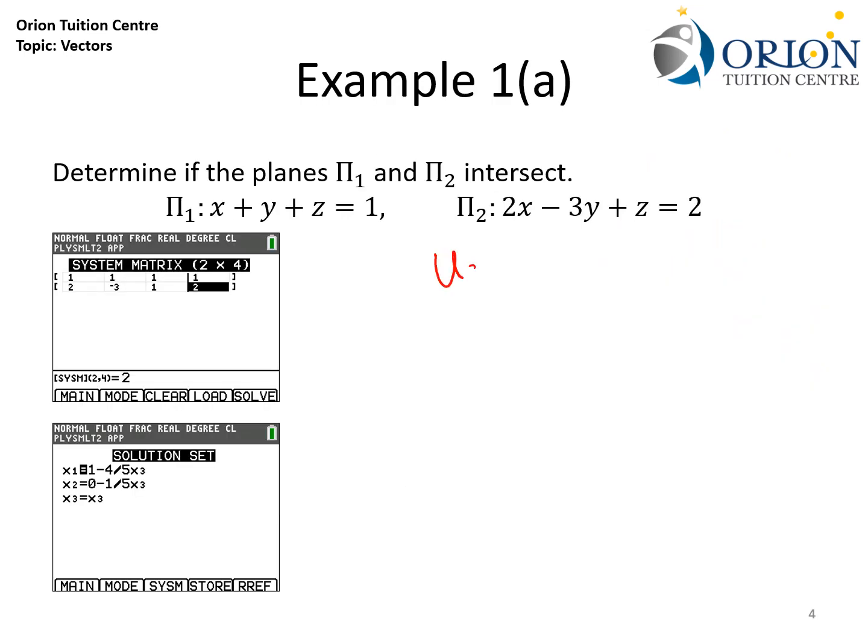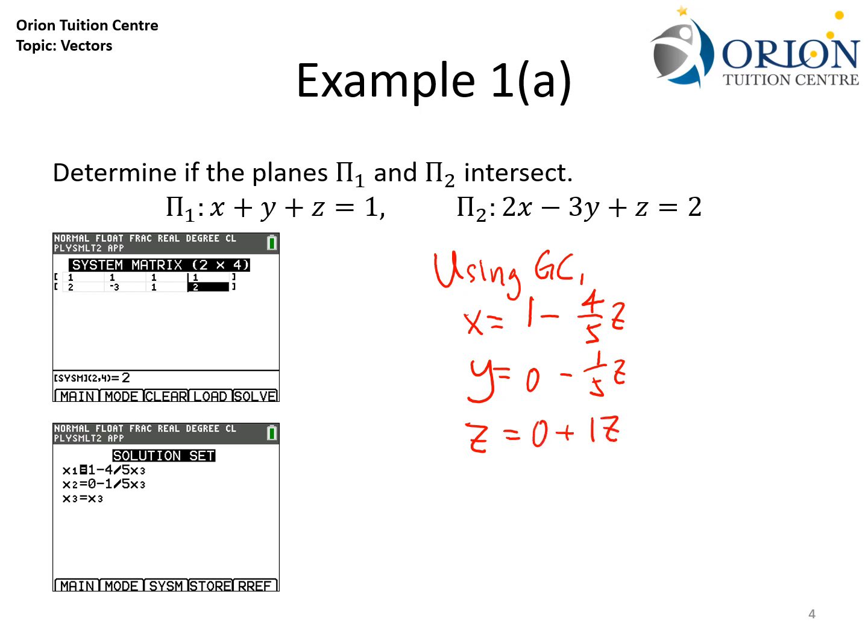Putting both equations into the GC, we can solve for this set of simultaneous equations, which gives us x equals 1 minus 4 over 5 z, y equals 0 minus 1 over 5 z, and z equals z. So 0 plus 1z. And therefore, they will intersect at a line, and the line is r equals (1, 0, 0) plus lambda (minus 4, minus 1, 5). Lambda is a real number.